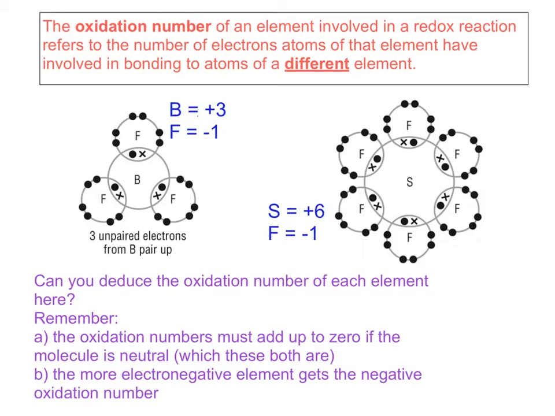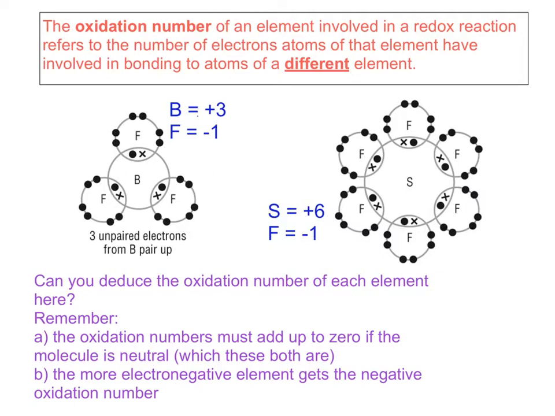So hopefully you had those numbers in mind. Boron has 3 electrons involved in bonding. It's the less electronegative element out of boron and fluorine, so it takes a +3 oxidation state. Fluorine has 1 electron involved in bonding. It's the more electronegative element out of boron and fluorine, so it takes a -1 oxidation state. Similar story for sulfur and fluorine in SF6.